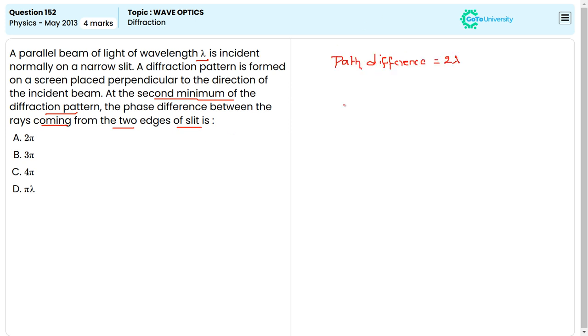Therefore, the corresponding value of the phase difference is, we know that the phase difference delta phi is equal to 2 pi divided by lambda times the path difference. Here the path difference is 2 lambda. Cancelling lambda with lambda, delta phi is equal to 2 times 2 pi, which is 4 pi. 4 pi is our answer. Option C is our right answer.